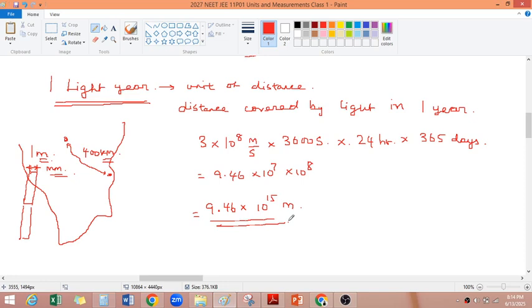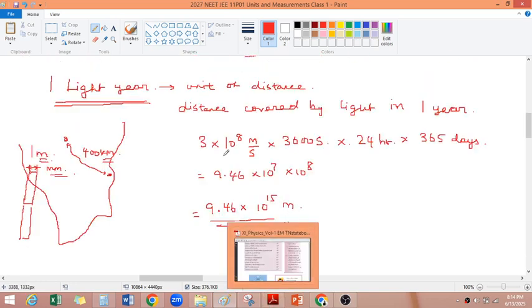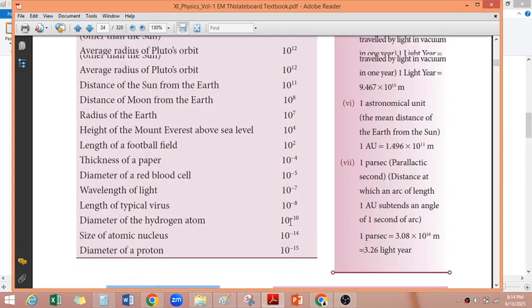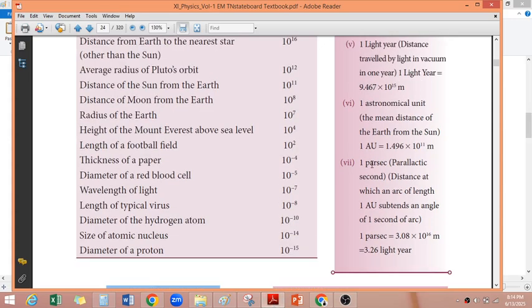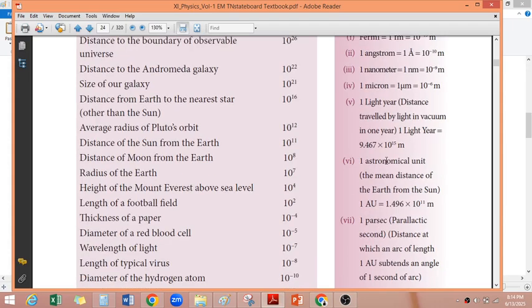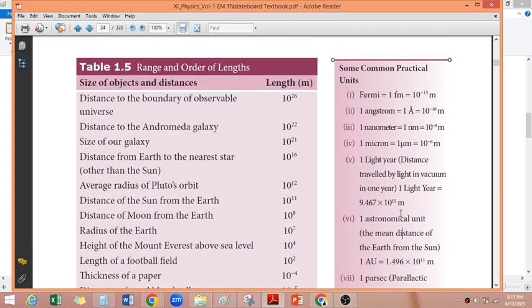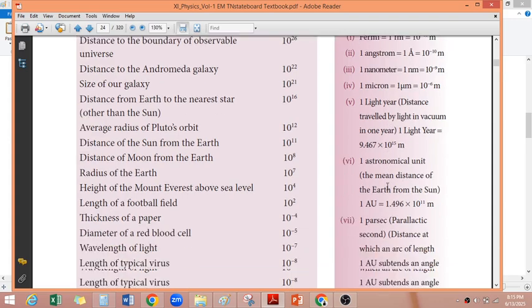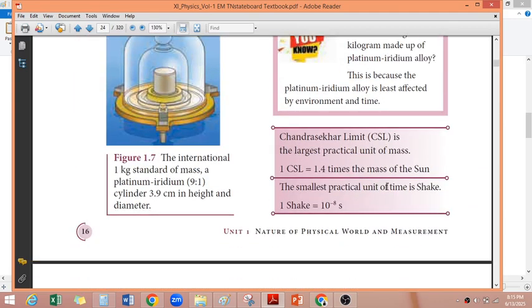So that's a huge number, right? If you want to think about it in kilometers, it will be like 10 power 12 kilometers. So that's an important unit very often we will use. Sometimes you will get questions based on parsec, and sometimes we will be using astronomical unit. You should know what is angstrom, nanometer, micron, light year distance. This is what we saw right now. Fermi means 10 power minus 15. So go through these things.